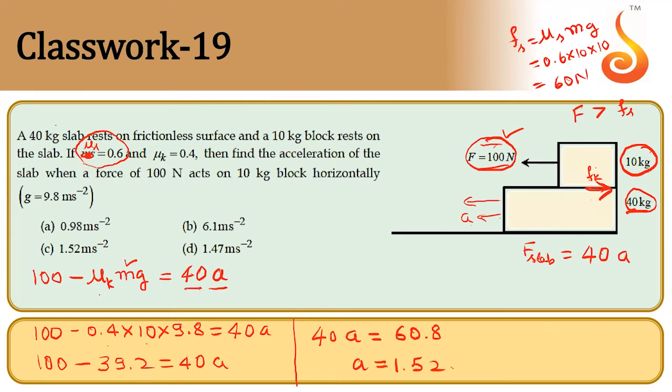Yes, only the weight of the 10 kg block we have to consider, because there is friction between the two surfaces, not between the slab and the horizontal surface. The horizontal surface is smooth. The 40 kg slab rests on a frictionless surface, so this surface is smooth. I'll show it in blue. This surface is smooth. Friction exists between the block and the slab. Yes. Hope you have taken this.